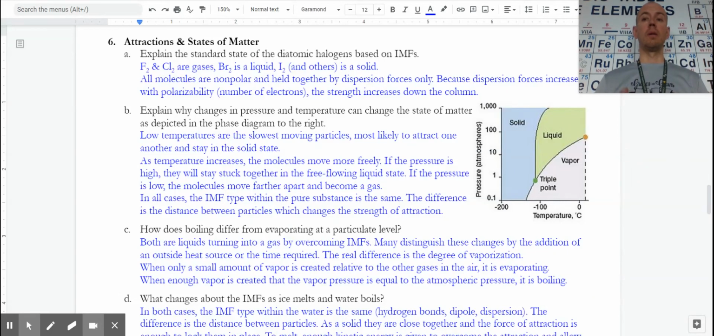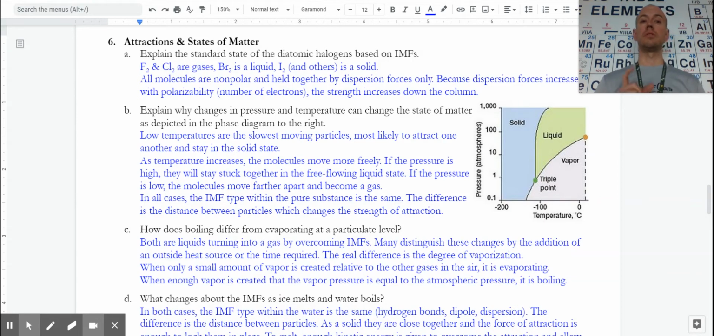In this, we're starting to apply what we've learned about IMFs to situations that help us to explain states and changes of states. With the halogens, fluorine and chlorine near the top tend to be gases at standard temperature and pressure. Bromine is a liquid, iodine is a solid, and astatine and others would also be solids.